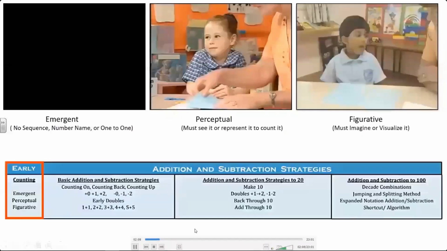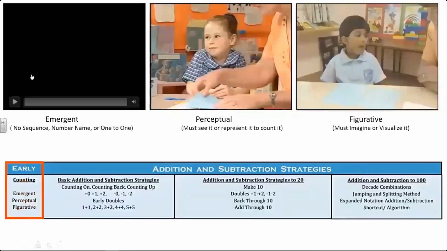So right now, we're going to take a look at emergent, perceptual, and figurative counting, okay? And this is the part on addition and subtraction strategies.